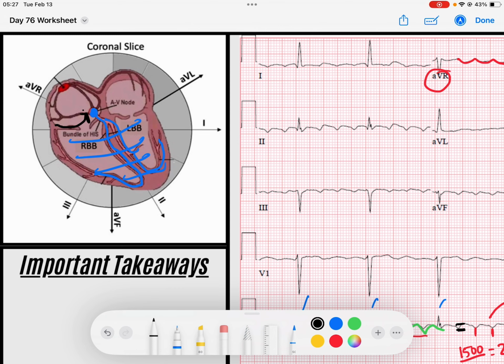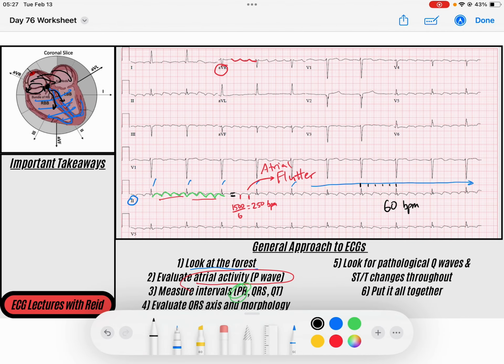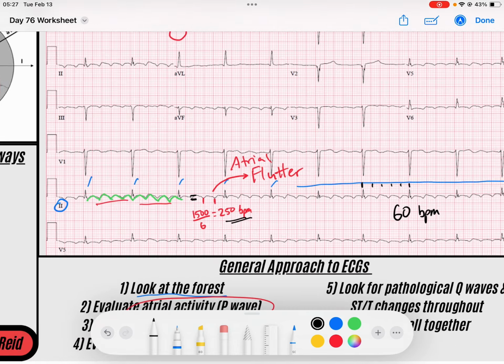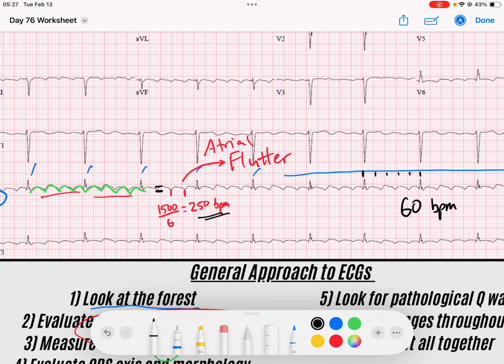We've got these flutter waves that are occurring, and they're sending waves of depolarization across the atria every time. And the AV node is picking up that signal and sending it down to the ventricles. But it can't do that every time. The AV node can't conduct at a rate of 250 beats per minute, and so you see here that it appears that every 4 flutter waves, the QRS responds.